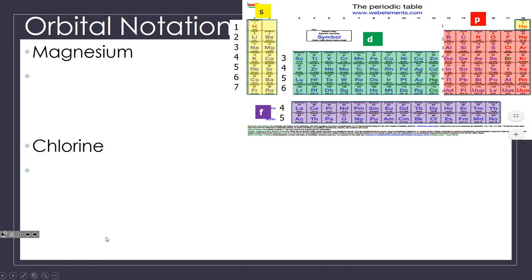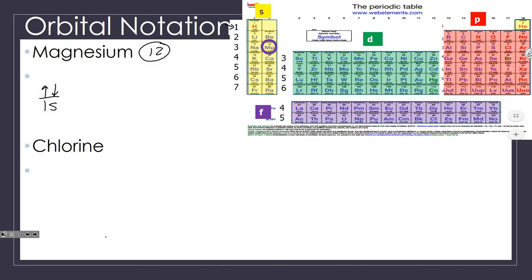Okay, I'm going to put the answer up here on the board. If you haven't got it, put it down, and then hopefully you'll be able to get it. So magnesium is number 12 right here. So we're going to have 12 arrows by the time we're done. We always start at the top, so we're going to start in the 1s. It has one orbit. Hydrogen goes in, helium goes in.